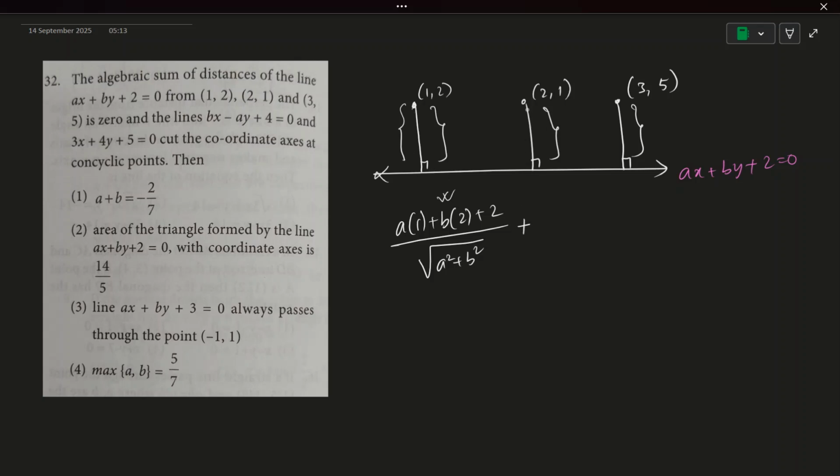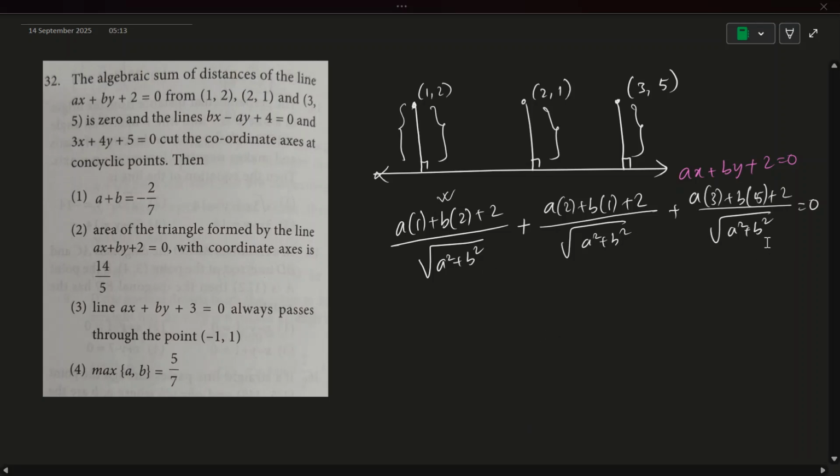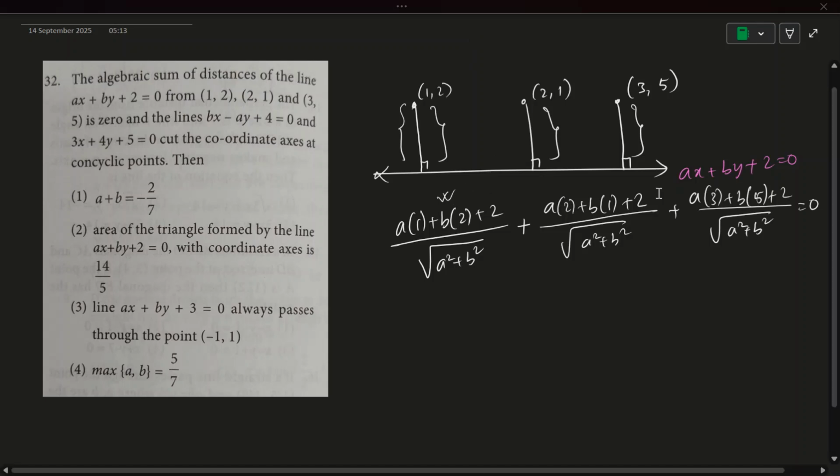Next, plus the distance of this point to this line by the same formula: a times 2 plus b times 1 plus 2 by root a square plus b square, plus the distance for this point: a times 3 plus b times 5 plus 2 divided by root a square plus b square, which equals 0. Everywhere the denominator is common, so we send that common denominator to the right side. It becomes 0.